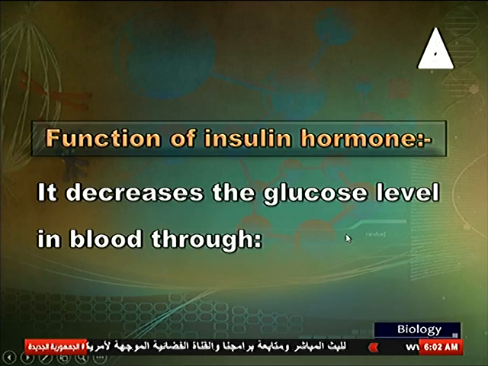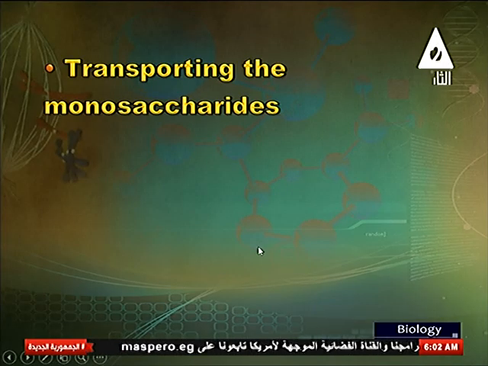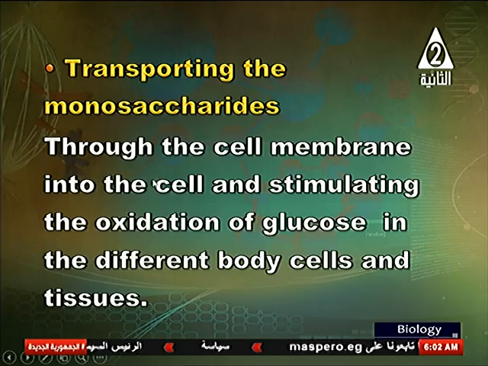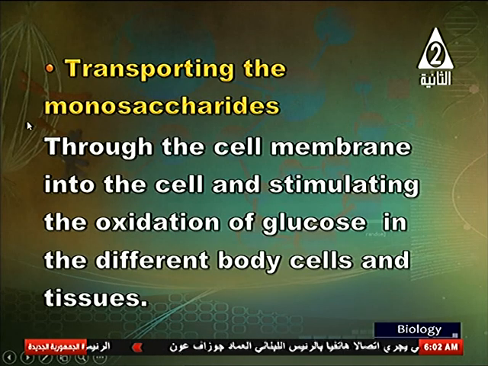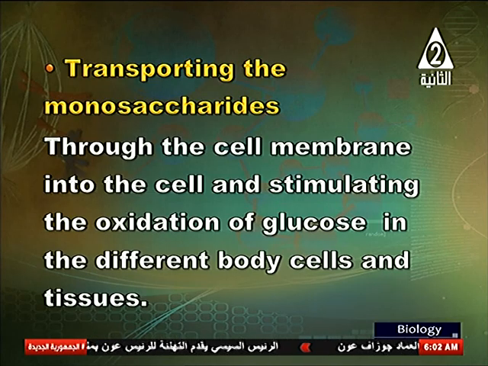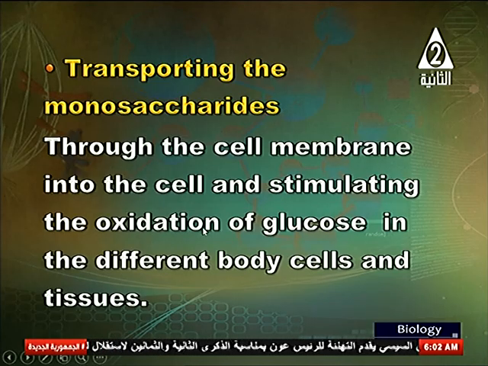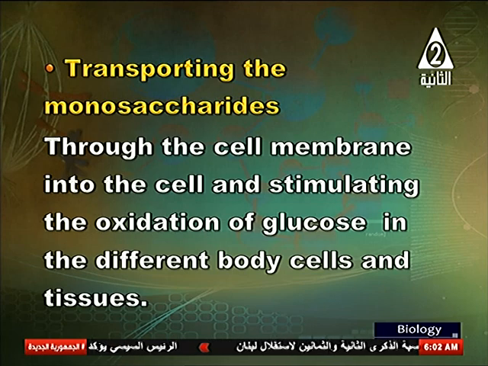It decreases the glucose level in the blood in two ways: transporting the monosaccharides through the cell membrane into the cell and stimulating the oxidation of glucose in the different body cells and tissues. This is the first way. Take glucose from blood, deliver it to cells, and say to the cell, here is your glucose, do oxidation and get your needed energy and do all the activities you want.